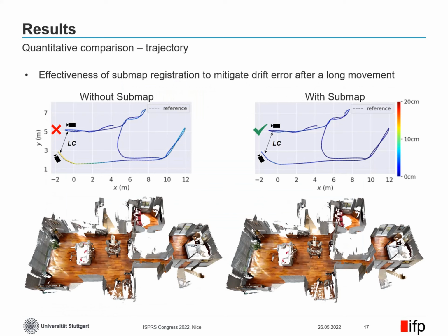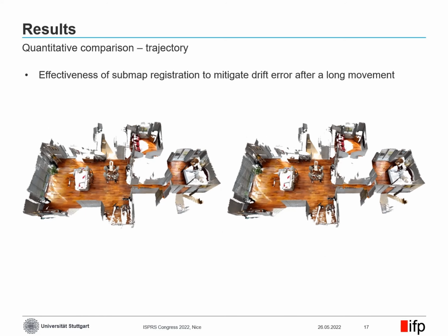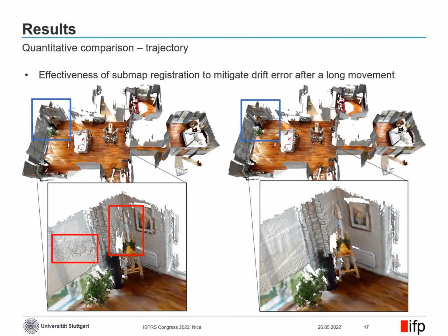Here we show a representative sequence from the synthesized data. In this sequence, submap registration has played an important role to mitigate drift error after long movement. The figures on the left and the right are the output without and with submap registration. As can be seen, the loop can be closed successfully with the submap registration, and pose error is minimized. This difference is also reflected in the map. As can be seen, the inconsistency can be observed on the left.